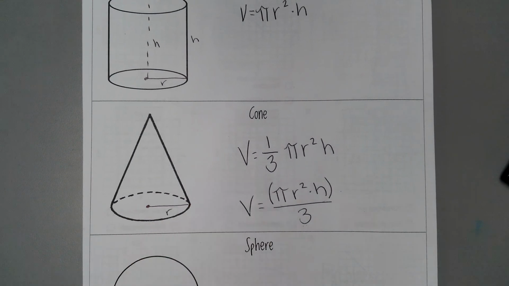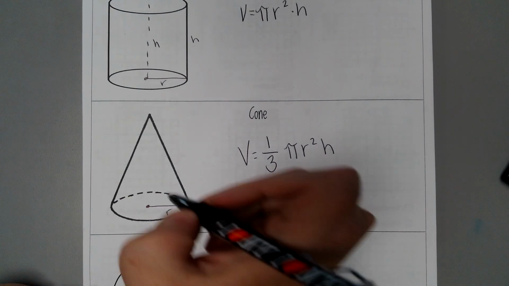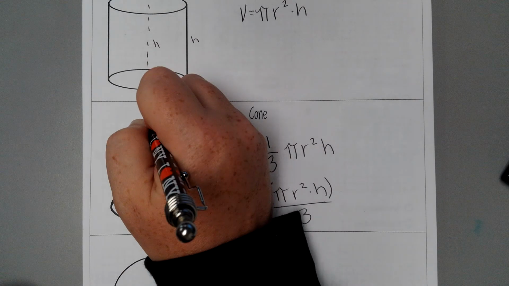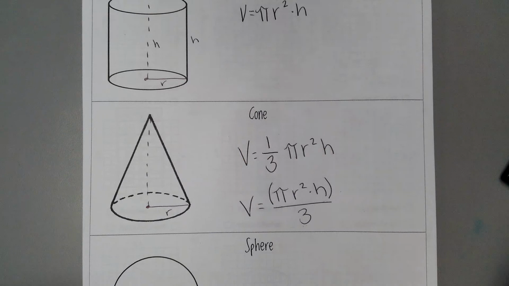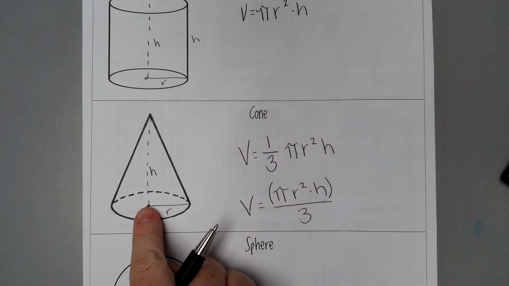For your radius, it's the same: center out to an outer edge. Your height, though, is not the diagonal. Your height is from the top point of your cone, or the bottom if it's upside down, like an ice cream cone, to the center of your circle.